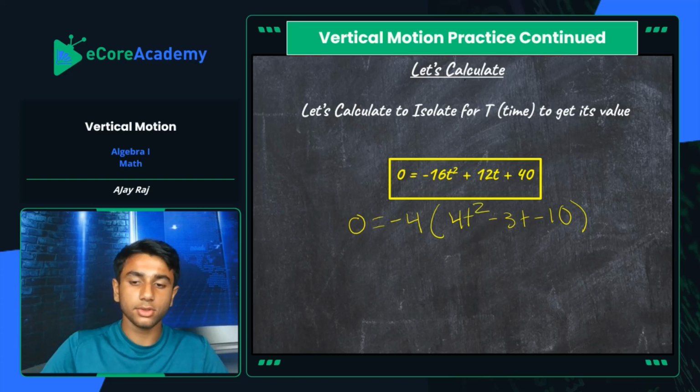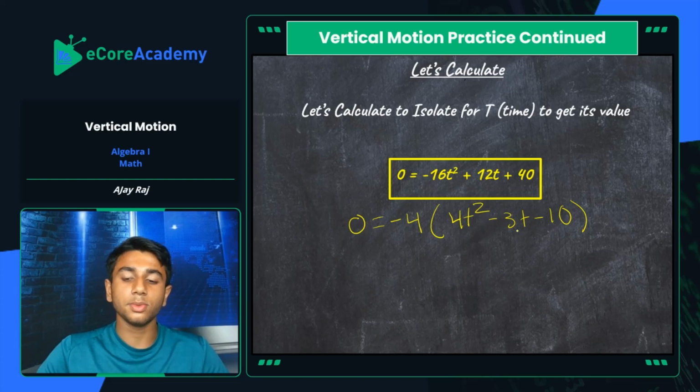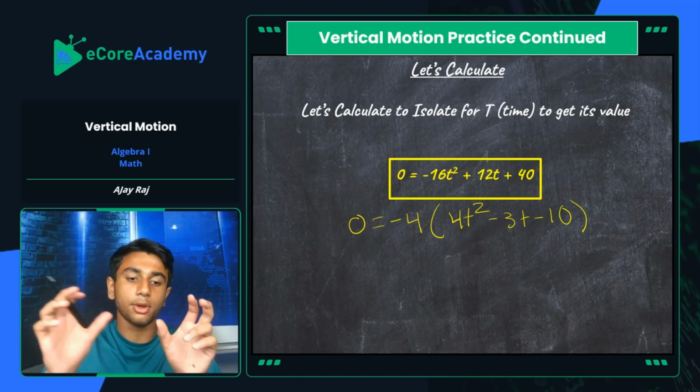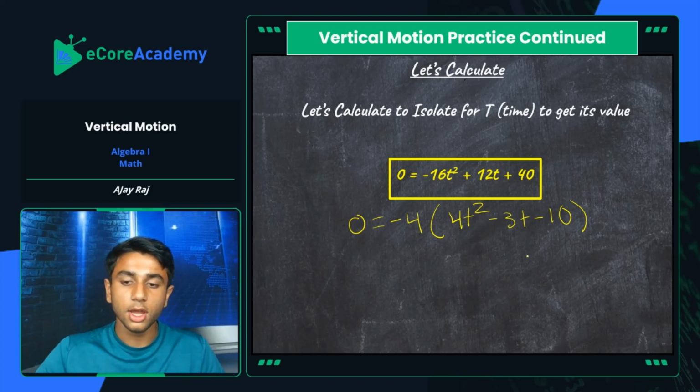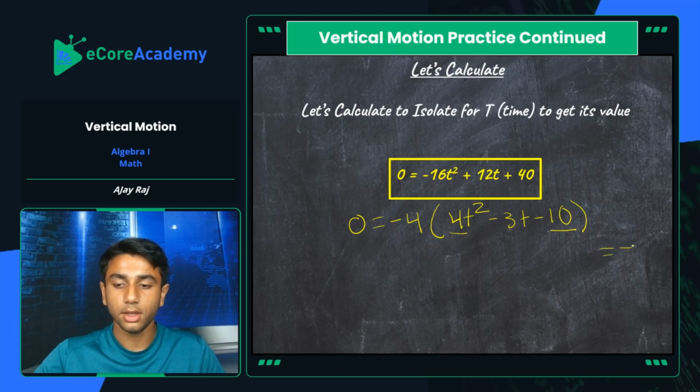So now that we've factored this out, what we need to do is factor by grouping. We're going to try and factor this trinomial into 2 separate binomial factors. The way to do that is to take your first term's coefficient and the last term and multiply these together. So 4 times negative 10 is negative 40.